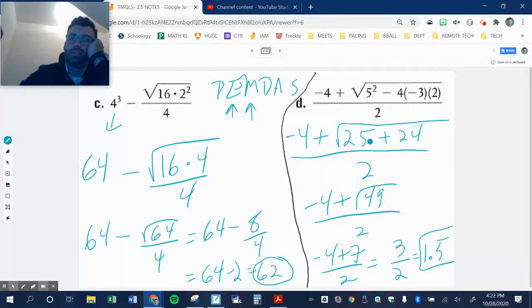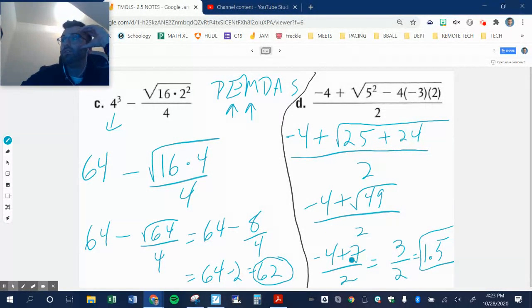5 squared, I got 25. And I actually did multiply these out. Negative 4 times negative 3 gives me positive 12. 12 times 2 gives me 24. Now, parentheses, I want to add these two numbers to get 49. So I got negative 4 plus 49 all over 2. The square root of 49 is 7.